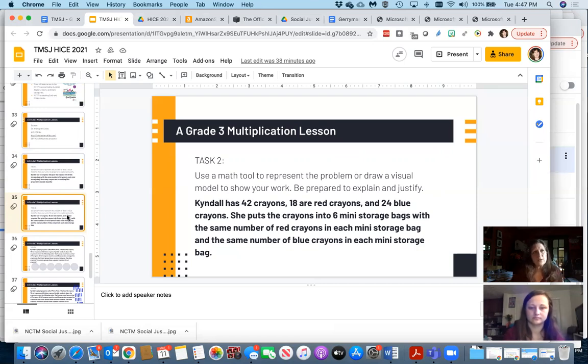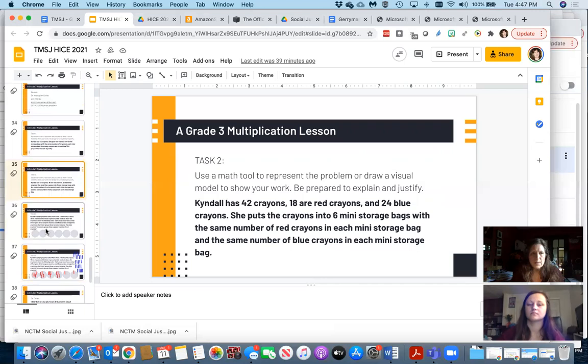Then people in the presentation are responding and saying, well, let's see, 18 crayons, 6 bags, that's 3 red crayons each. So if I have 3 red crayons each and then 4 blue crayons each, then each bag has 3 red, 4 blue, and there's 7 in each bag. People are contributing ideas, sharing different representations, and different thoughts about how to represent that.